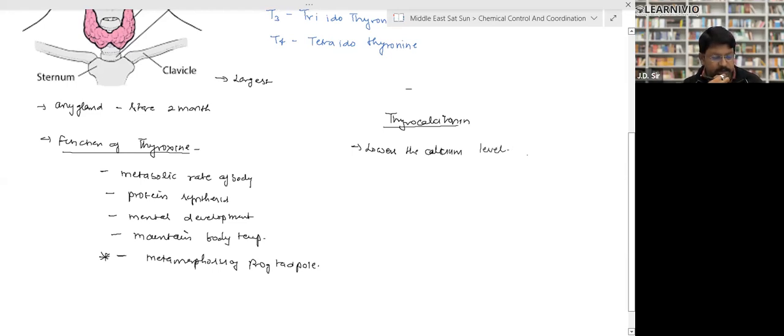It lowers the calcium level by suppressing calcium release from bone. Now next is thyroid disorders.